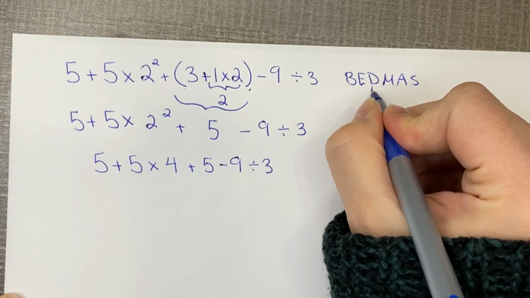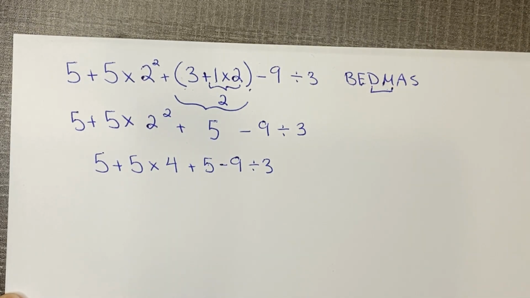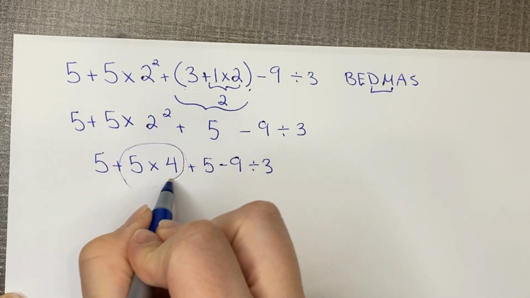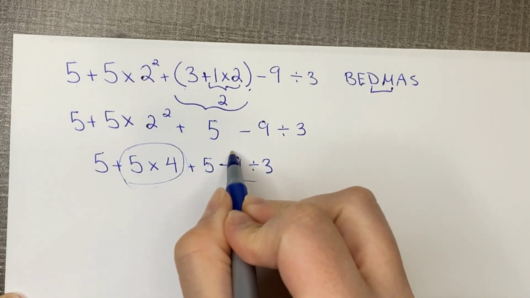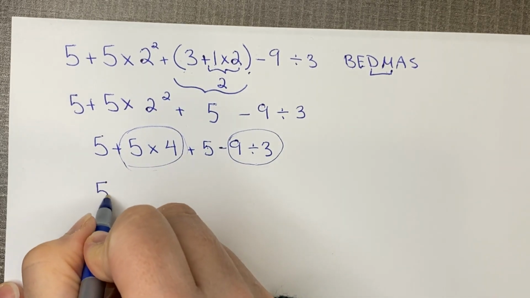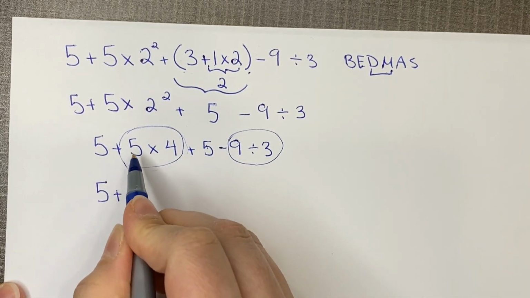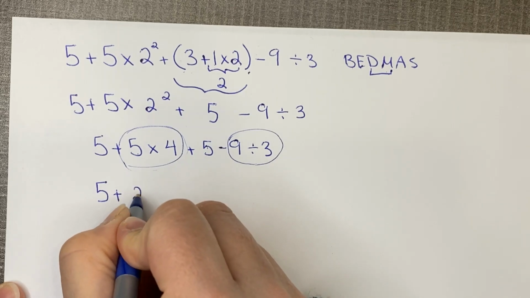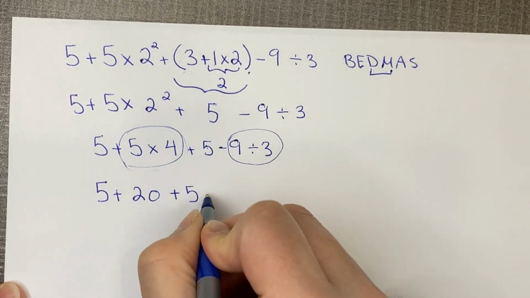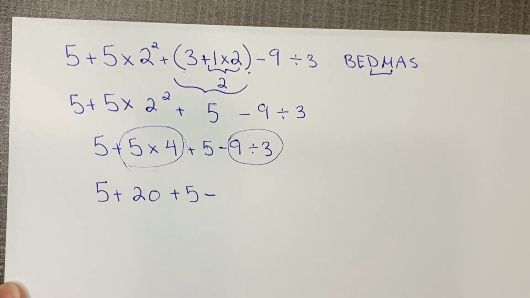Next is the division and multiplication in the order they appear. All right. So we got multiplication right here, and we have a division right here. And those are the ones we're going to solve. So it's going to be 5 plus, and 5 times 4, that's 20. Keeping the plus 5. Minus 9 divided by 3 is 3.